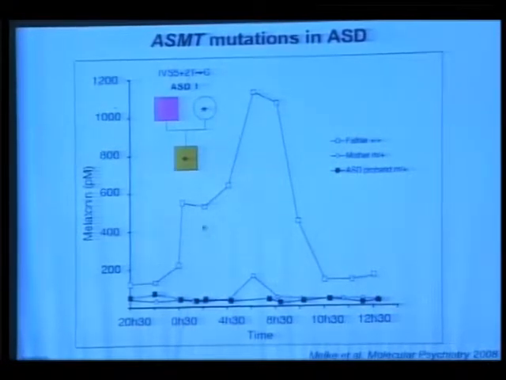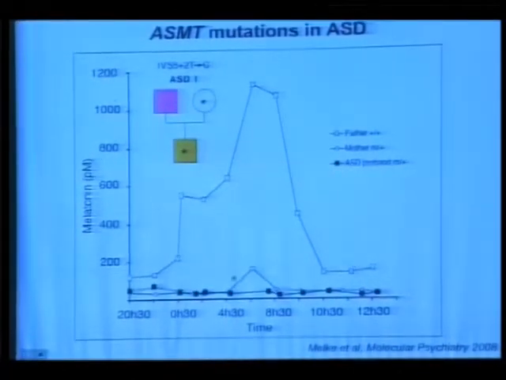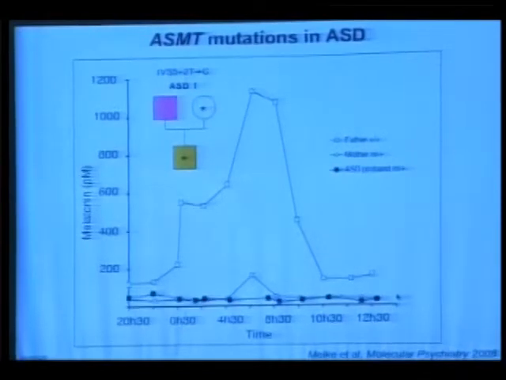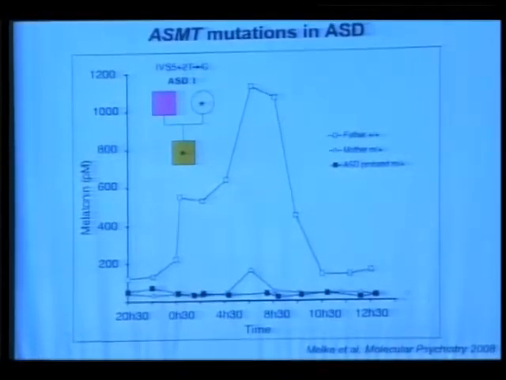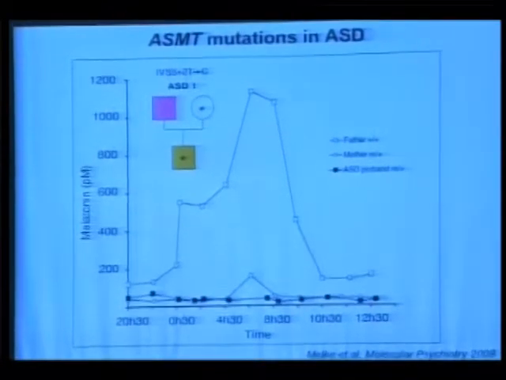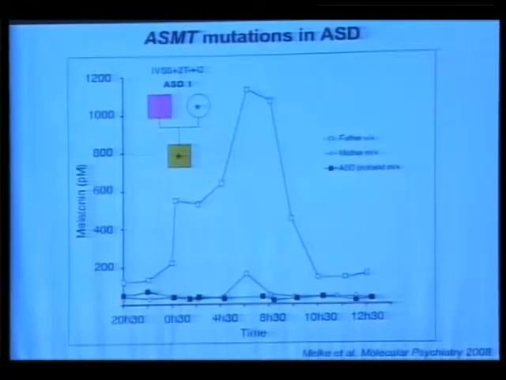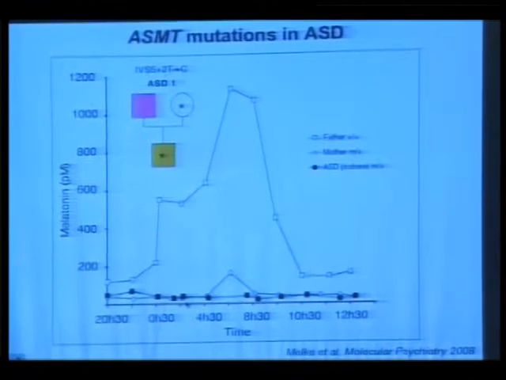And this is the normal synthesis of melatonin during the night, and this is the synthesis during the night for the mother and for the child. So two messages. The first one is that low melatonin is not a consequence of autism. I mean, we now have many families where there is a deficit already in one parent. But the second message is that melatonin does not cause autism.